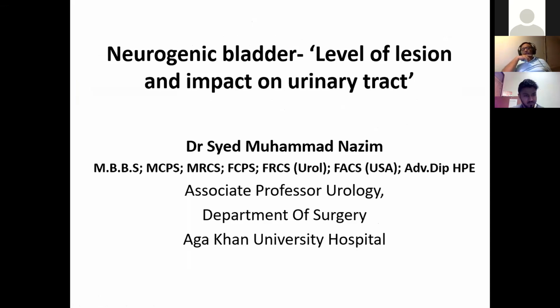So we can have lesions anywhere from the peripheral nerves to the central nervous system, and in the central nervous system, the spinal cord, as well as going all the way up to the brain. In order to understand the site of lesion and its potential impact on the lower urinary tract, Dr. Nazim, who's an associate professor at Khan University, is going to talk about the level of lesion and impact on the urinary tract. So remember, these two are very important presentations, after which we're going to move on to the clinical aspects, starting from urodynamics to overactive bladder and BPH in males. So over to you, Nazim.